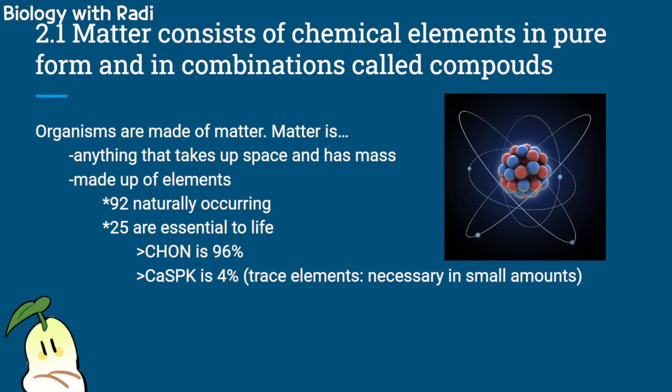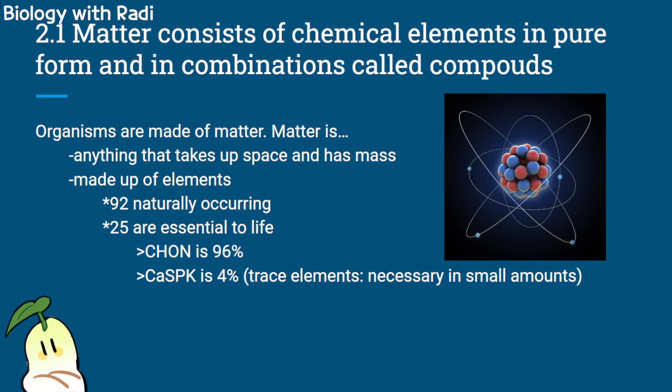So the first topic is about how matter consists of chemical elements in pure form and in combinations called compounds. Organisms are made of matter, and matter is anything that takes up space and has mass. Matter is made up of 92 naturally occurring elements, and out of those 92, 25 are essential to life. Out of those 25, 96%, I think it's by mass, in all living things is made up of CHON, or carbon, hydrogen, oxygen, and nitrogen.